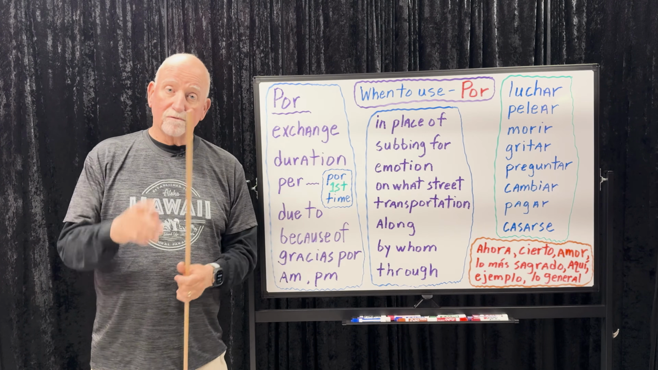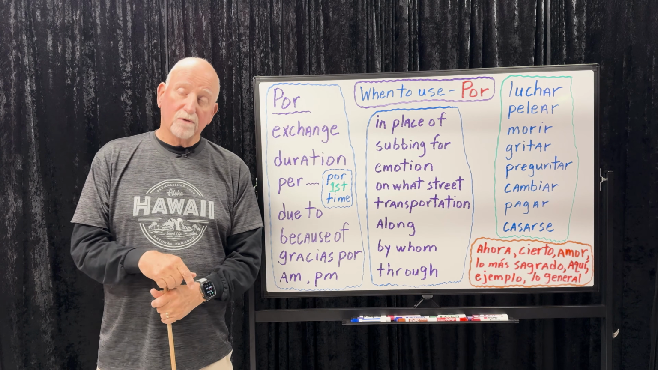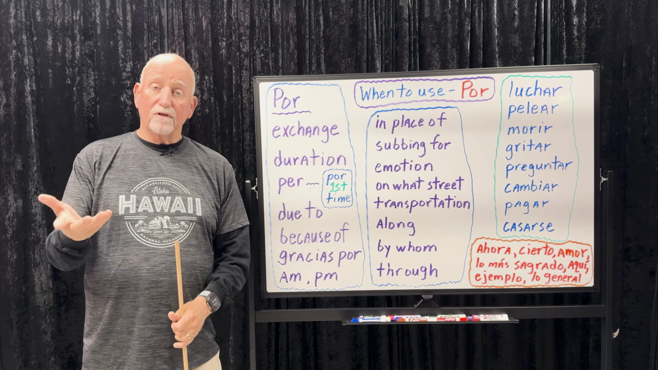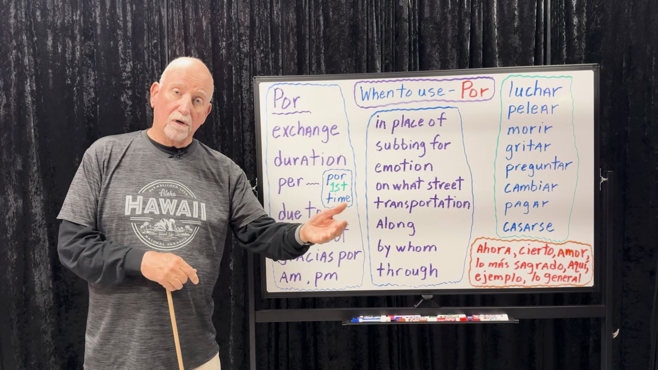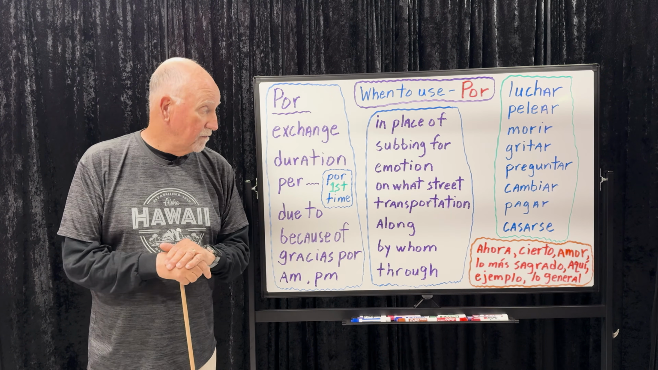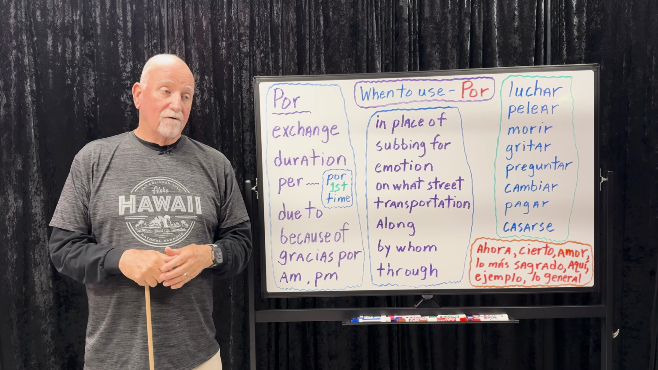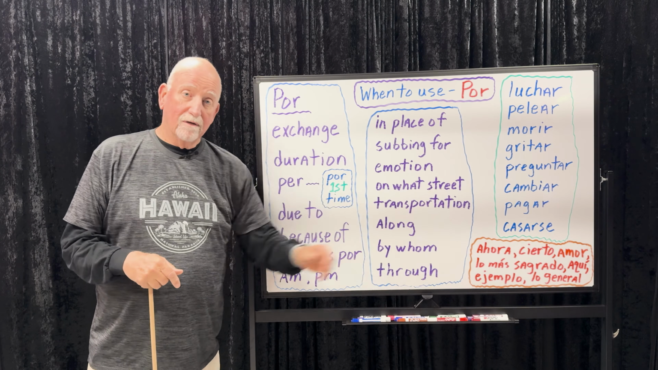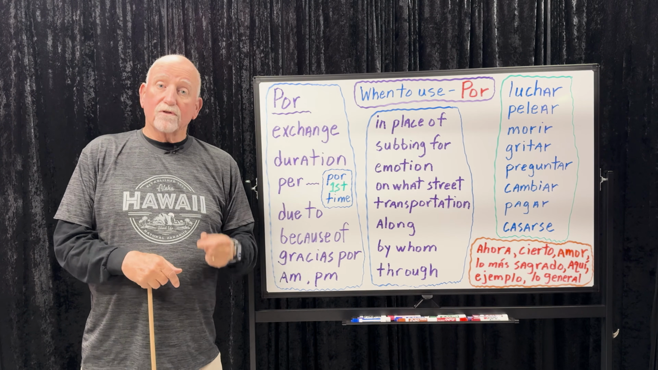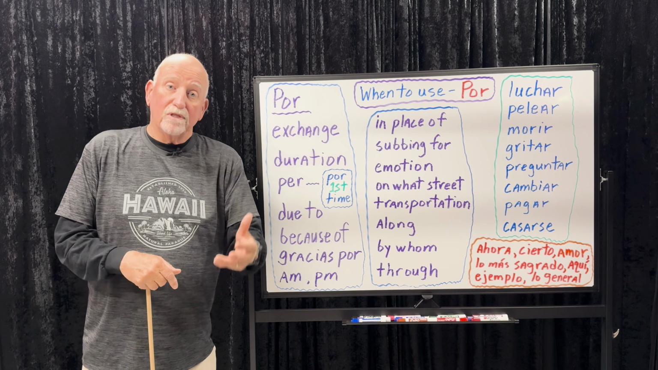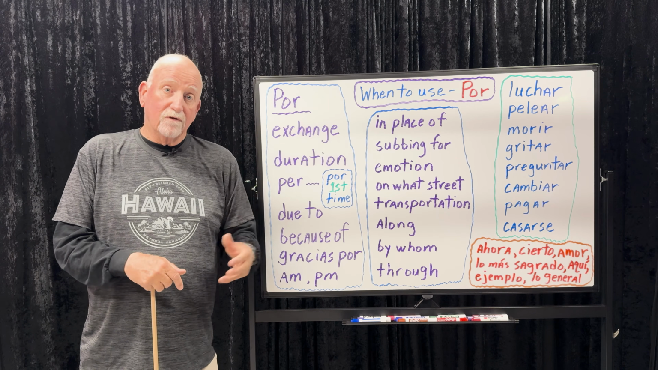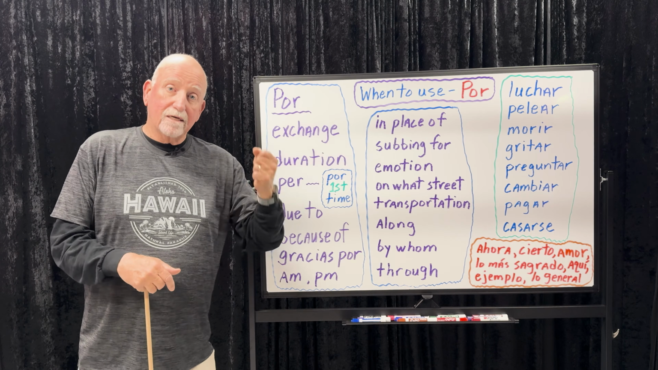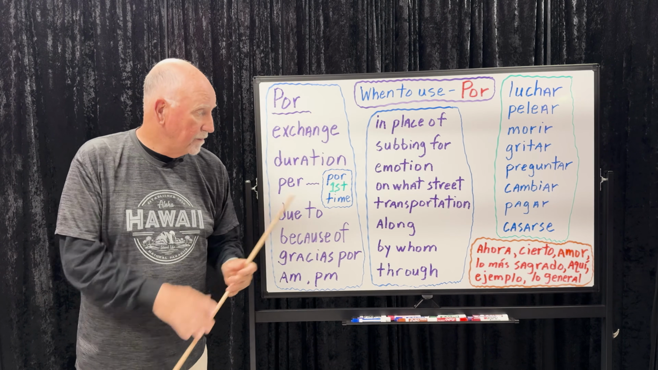Por cierto, that's right. Por amor, she did it out of love. Lo hizo por amor. Por lo más sagrado, for the love of God. It means the most sacred. Por el amor de Dios, por lo más sagrado, for the most sacred, for the love of God, like I swear to you.